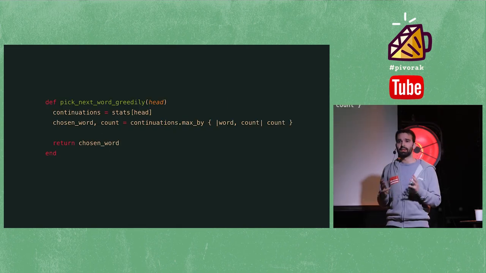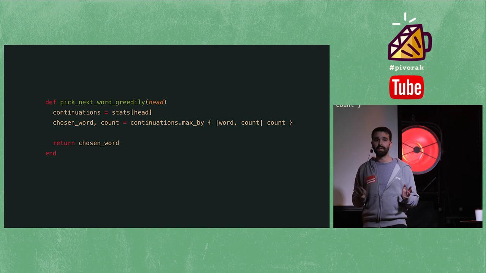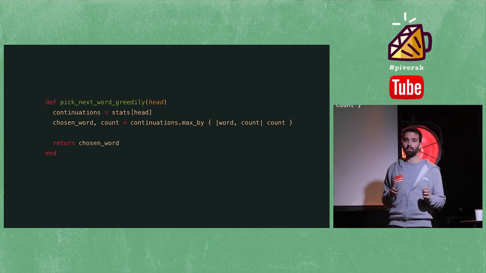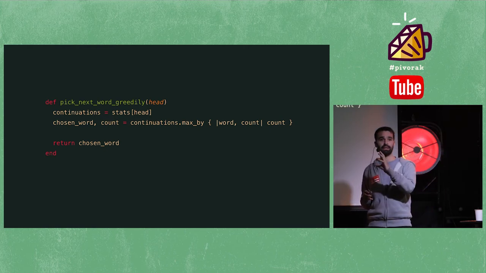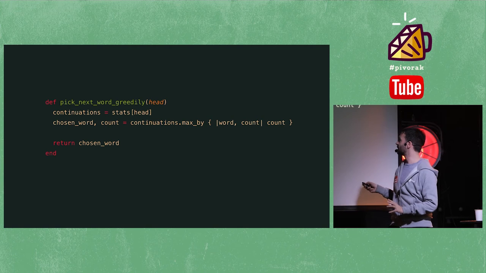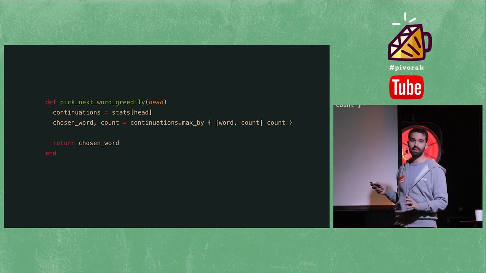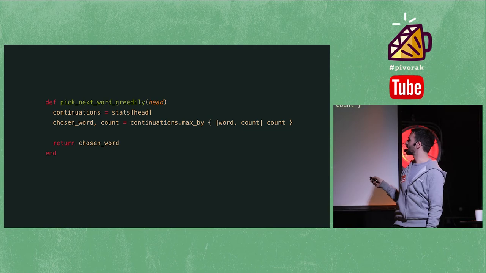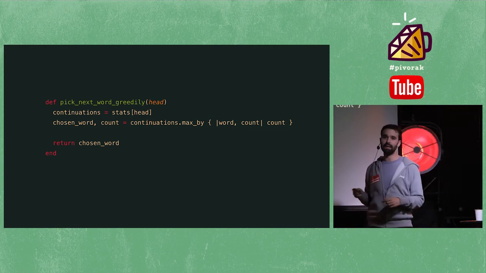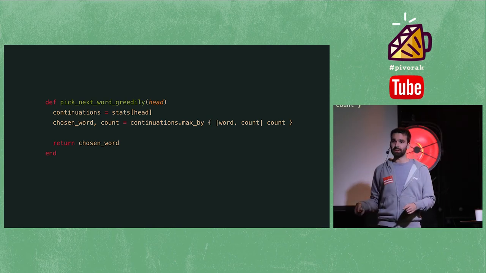So how would this look in Ruby code? Well, again, it's really, really easy. Remember, we've collected our stats, which is a nested hash where we've got our head words, our continuations, and the counts. What we're going to do is pick the continuation that has the highest count. So we're saying continuations max by count. We just look at what has the highest count, and that's the word we're going to choose as the next word in our story.